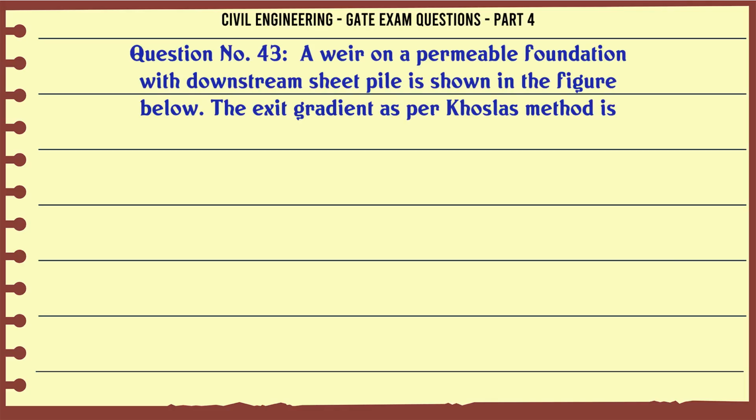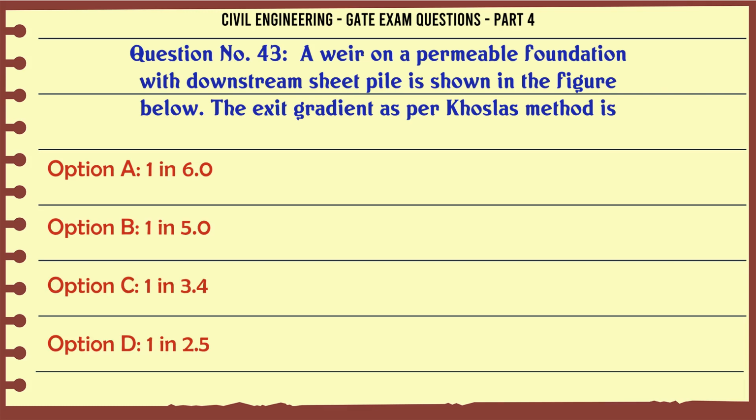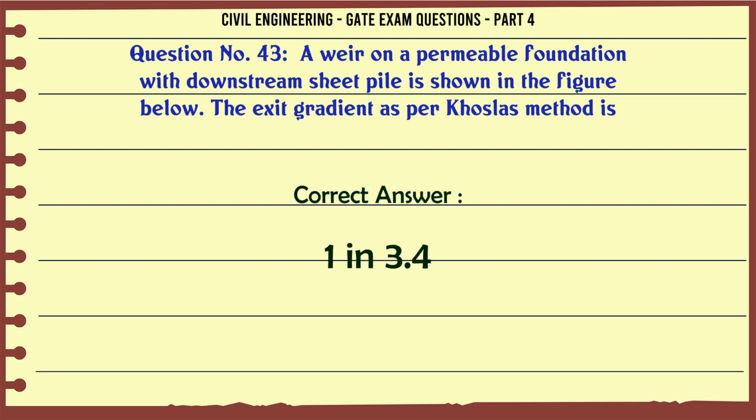A weir on a permeable foundation with downstream sheet pile is shown in the figure below. The exit gradient as per Khosla's method is: A. 1 in 6.0, B. 1 in 5.0, C. 1 in 3.4, D. 1 in 2.5. The correct answer is 1 in 3.4.